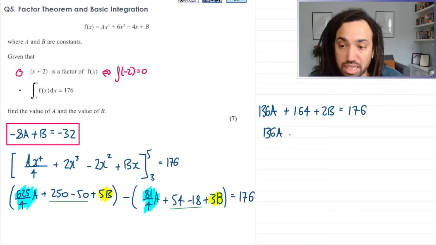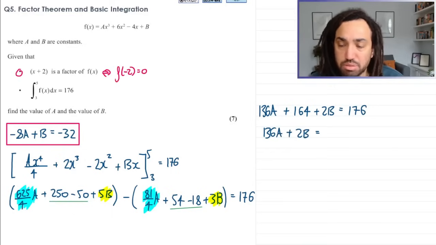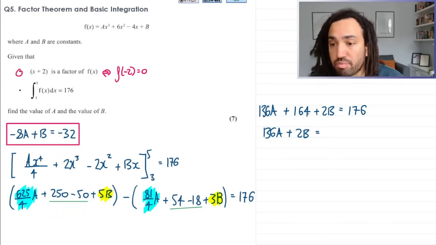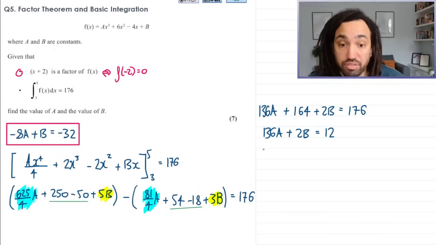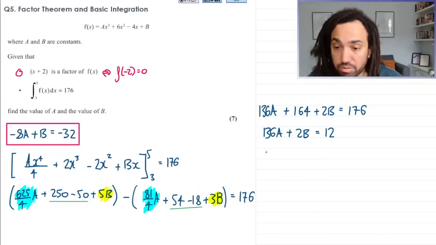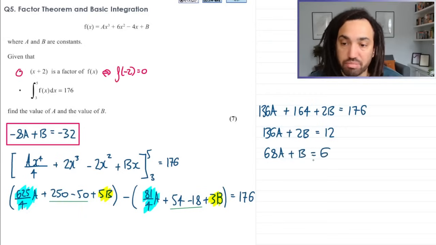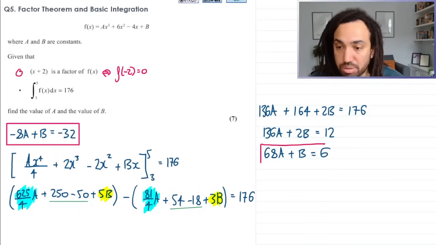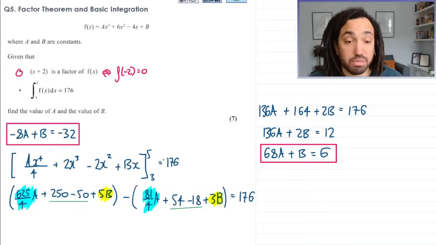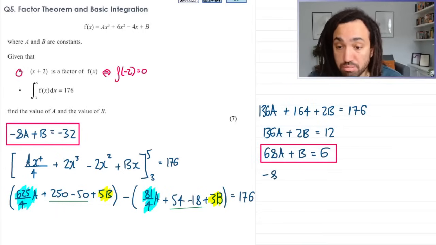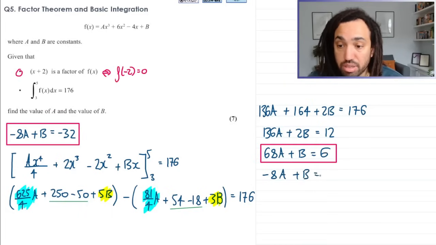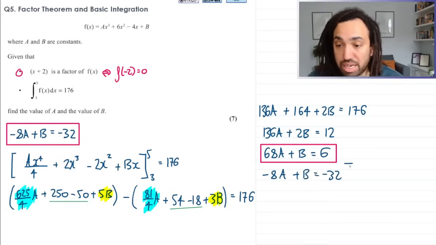So 136a plus 2b is equal to, that's just 12 when we do 176 minus 164. We can divide this through by 2, that would be helpful. So that gives us 68a plus b equals 6. And then that will be our next equation that we'll need to use. So we've got equation 1 and equation 2. We can write them one above the other, and then we can subtract, and that will cancel out the b's.